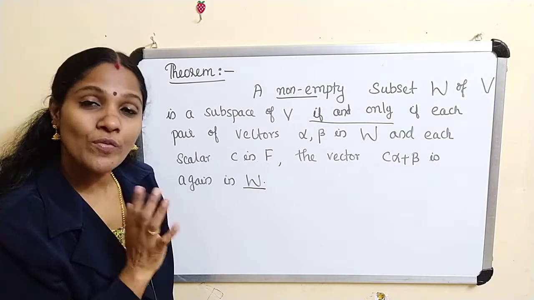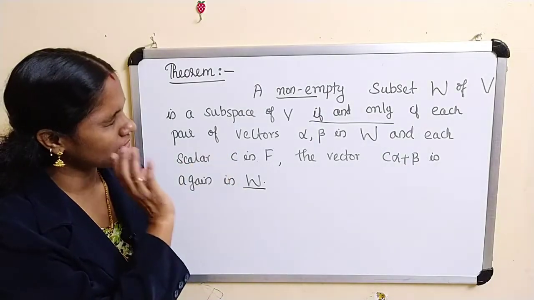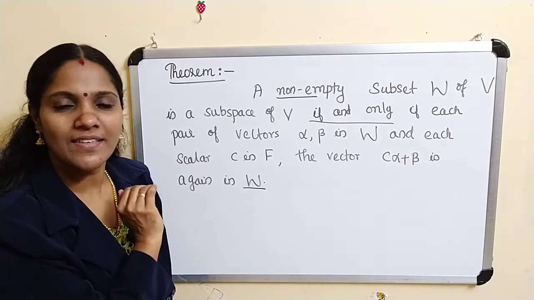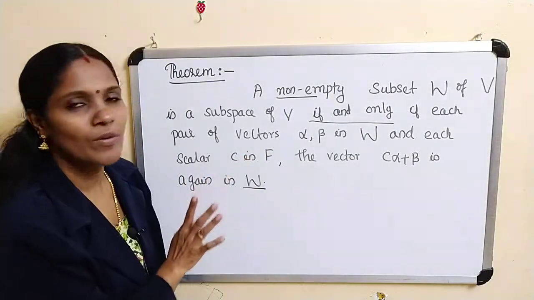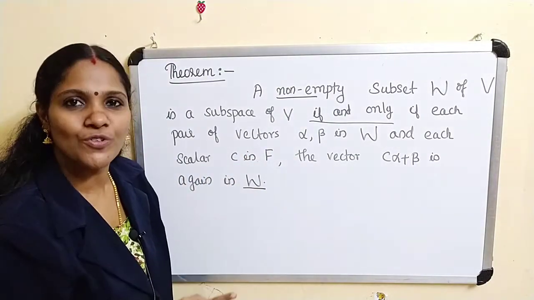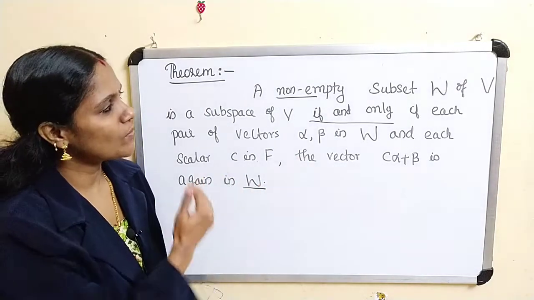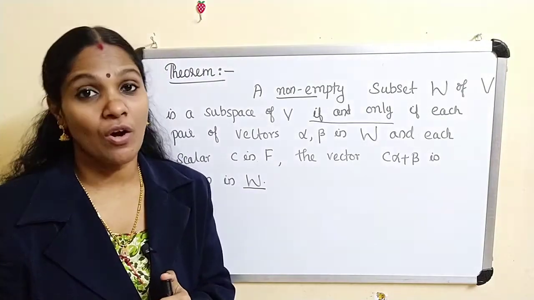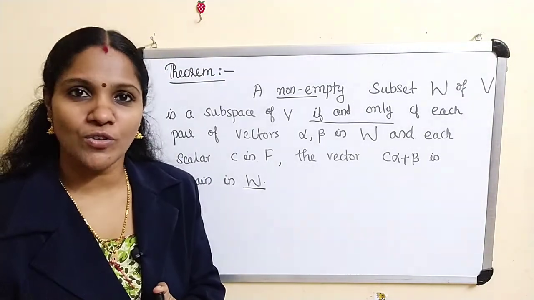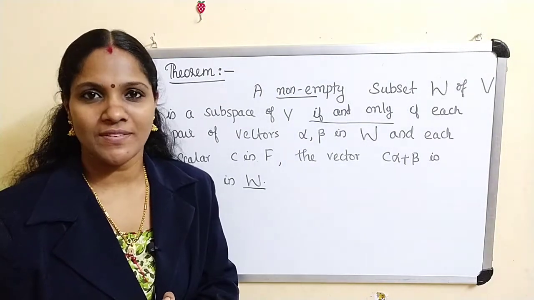Now conversely, suppose W is a subspace of V, and we have to prove for any alpha, beta belongs to W, C alpha plus beta belongs to W. The converse part is very easy. Now what about the necessary part? We are assuming W is a non-empty subset of V, and W satisfies this condition, and we have to prove W is a subspace.